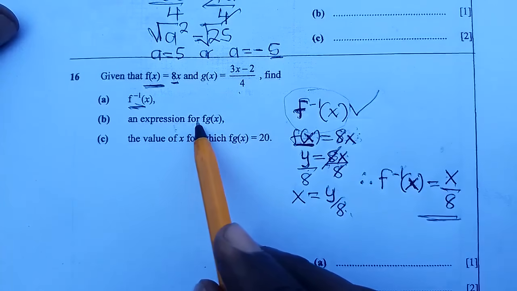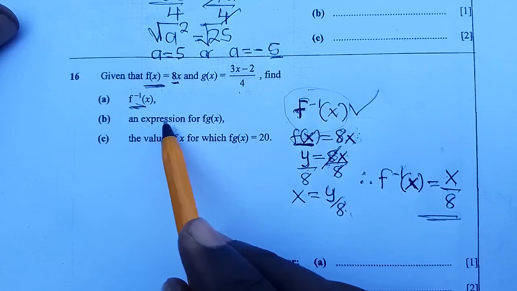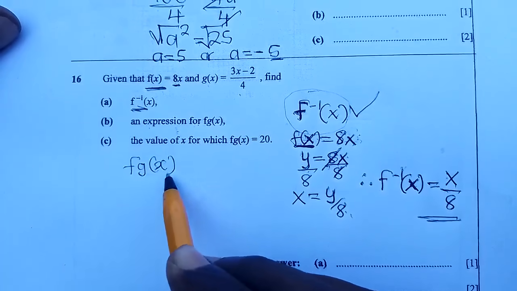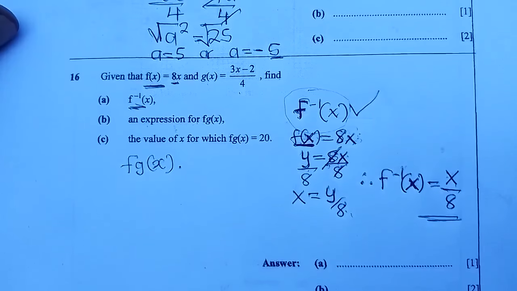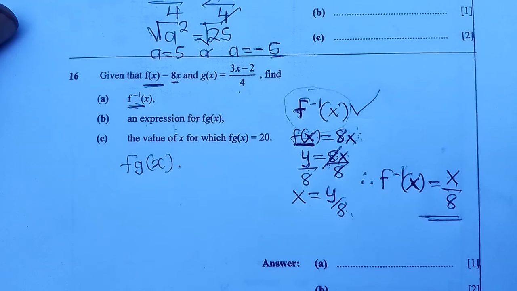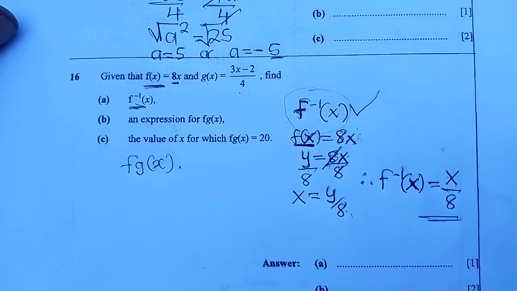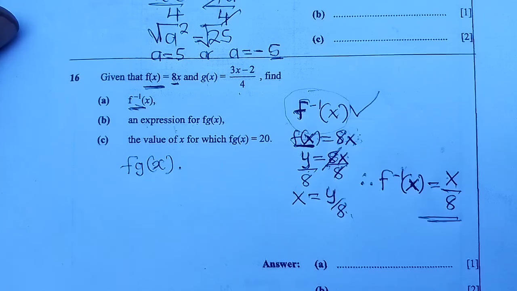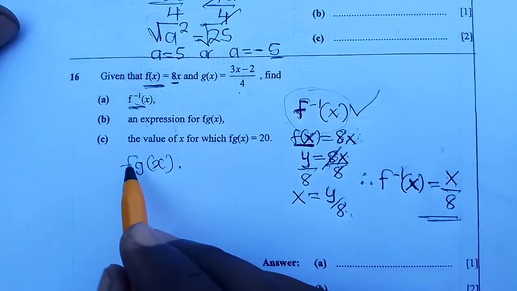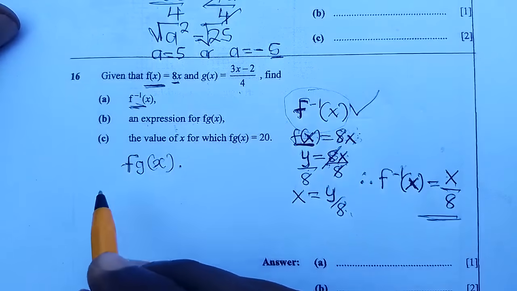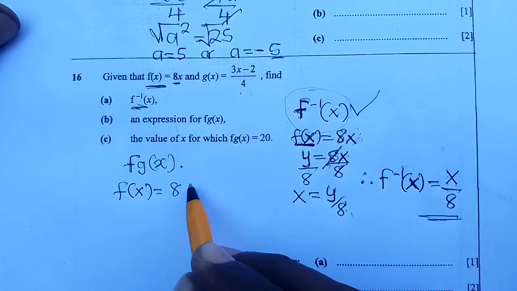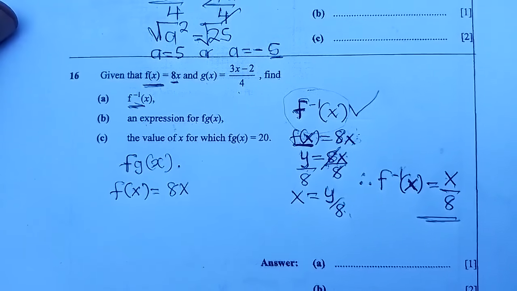Then the question is saying, find an expression for fg of x. These are called composite functions, where you combine two functions. So how can we combine these two functions? We start with f. So f of x is equal to 8x.